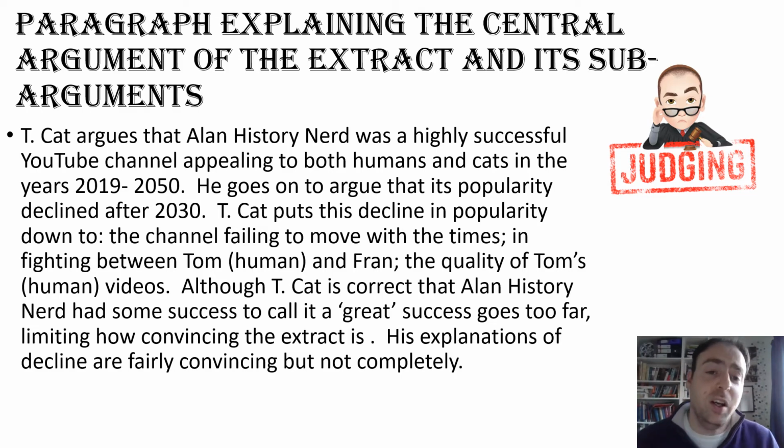Right, TCAT argues that Alan History Nerd was a highly successful YouTube channel appealing to both humans and cats in the years 2019 to 2050. He goes on to argue that its popularity declined after 2030. TCAT puts this decline in popularity down to the channel failing to move with the times, infighting between Tom, the human, and Fran, and the quality of Tom's videos. Although TCAT is correct that Alan History Nerd had some success, to call it a great success goes too far, limiting how convincing the extract is. His explanations of decline are fairly convincing, but not completely.